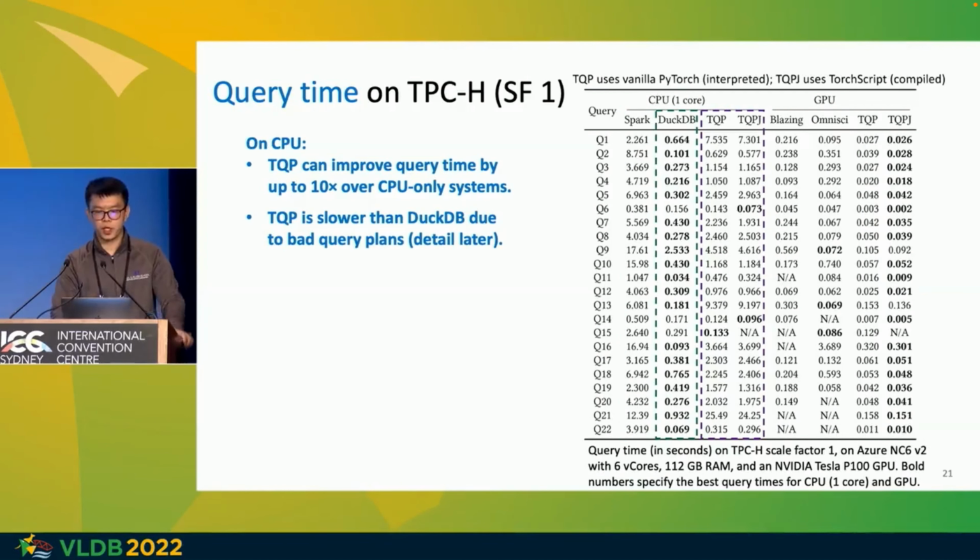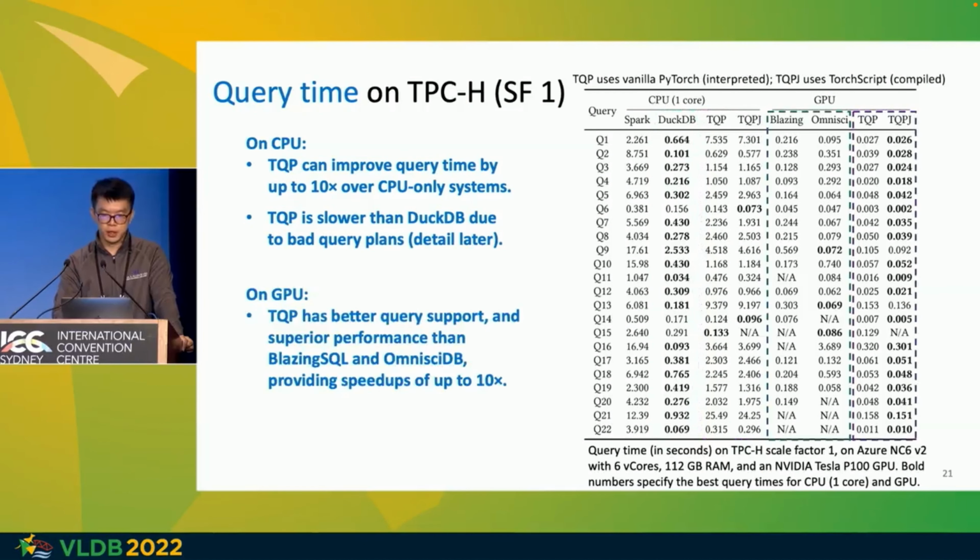If we then compare TQP and DuckDB on CPU, DuckDB clearly outperforms TQP. This is because TQP's query plan is not as good as DuckDB's. I'll show you in a moment that with better query plans generating better tensor programs, TQP can match and outperform DuckDB on CPU. Finally, we'll look at the GPU results.